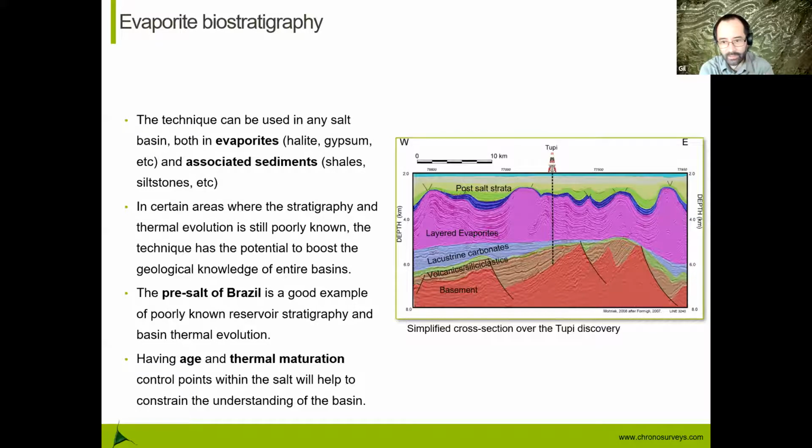This is just an example, but as we saw in the beginning of the presentation, there are many salt basins around the world and many places where this can be an effective source of information, from real-time drilling up to basinal interpretation and the stratigraphy of the basin.